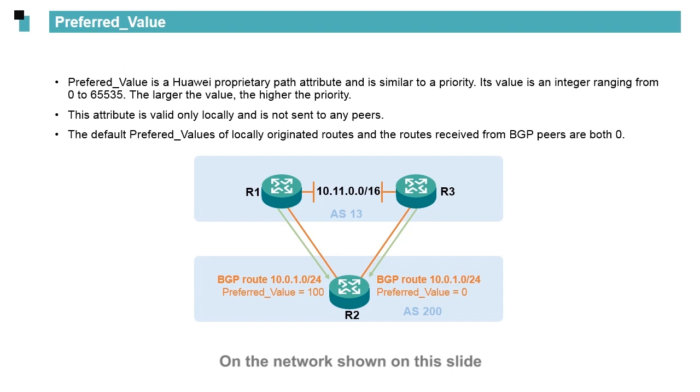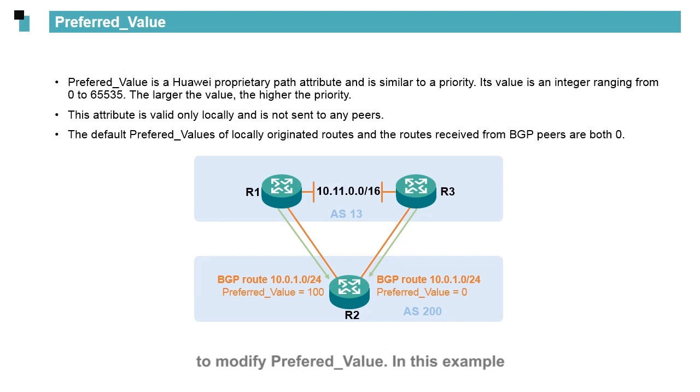On the network shown on this slide, BGP is deployed on three routers, R1, R2, and R3. R1 and R3 belong to AS13, and R2 belongs to AS200. In AS13, there's a route 10.11.0.0/16. Both R1 and R3 advertise the route to R2. By default, R2 cannot determine which route to select. In this case, you can configure a route policy on R2 to modify preferred value.